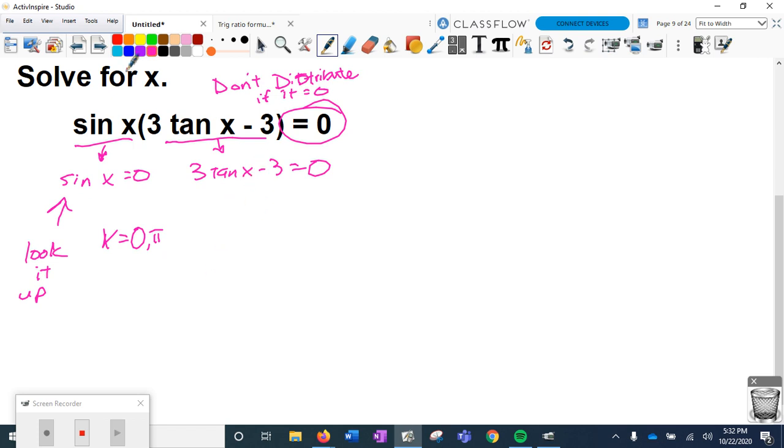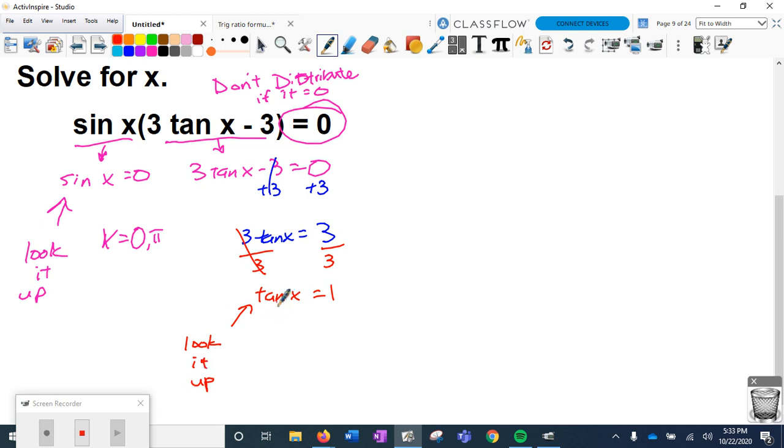Now let's solve this one. Again, if I want to get to x, I have to undo everything else. So I'm going to add 3 first to undo the subtraction. 3 tangent of x equals 3. Okay, what should I undo next? This 3, the multiplying. How do you undo multiplying? Dividing. So now this says tangent of x equals 1. Again, now we're ready to go. Look it up.